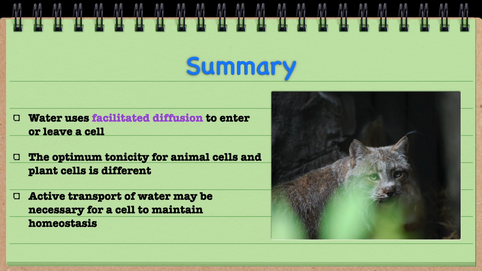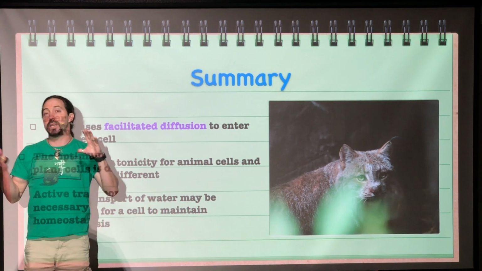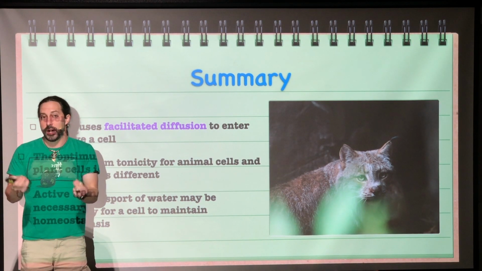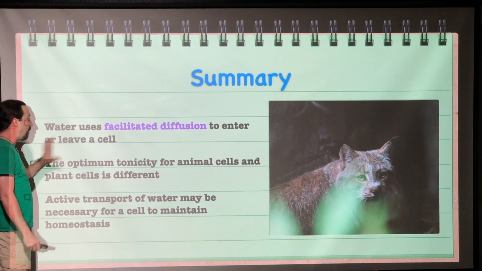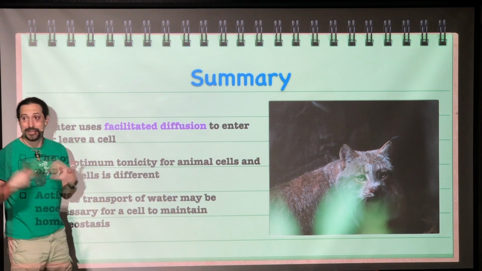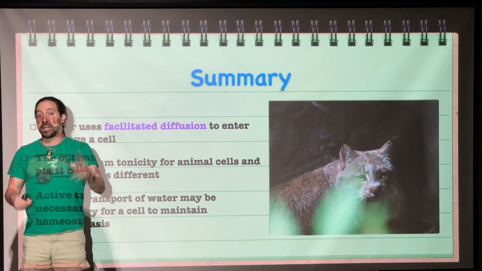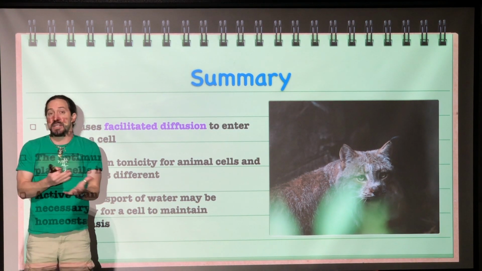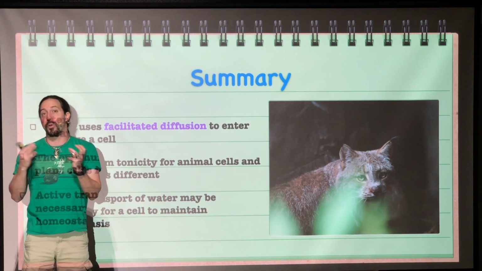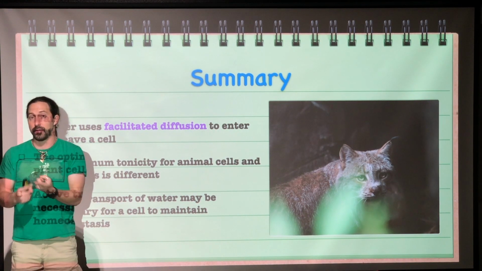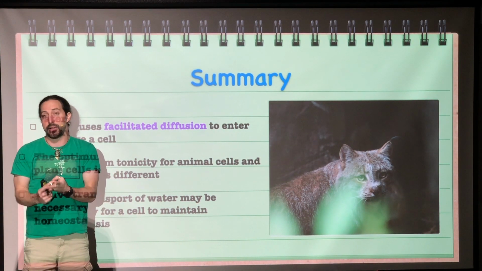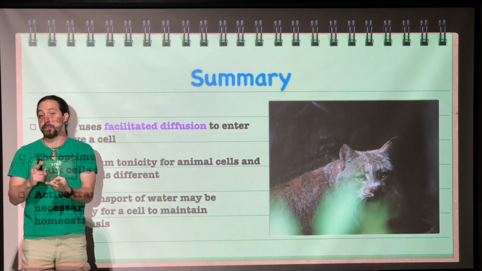So in summary of all of this, water uses facilitated diffusion to enter and leave the cell because it uses those protein channels that are called aquaporins. And as it works out, the optimum tonicity for animal cells and plant cells is different. The animal cells work best in an isotonic environment. That's the easiest for an animal cell to maintain homeostasis in because it's not going to shrivel up and shrink, and it's not going to have the threat of actually bursting.